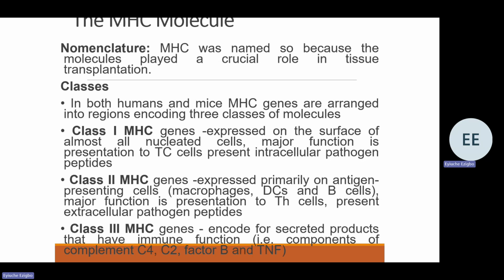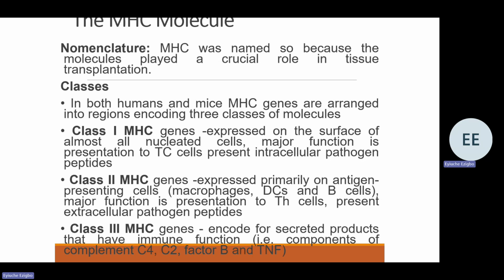There are three classes, but two major classes, as we will discuss later. So there are three classes of MHC molecules, but along the line, we'll be looking at only class 1 and class 2. Suffice it for now to classify the three classes of these MHC molecules in both humans and mice.